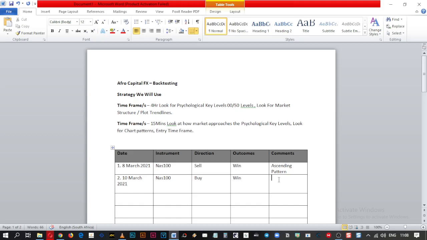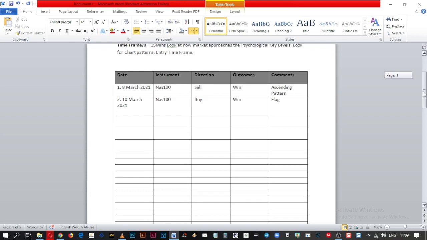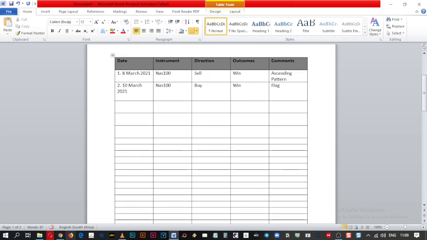Okay, the comments would be: it was a continuation pattern. The continuation pattern created a flag or a pennant. Not a flat, but a flag. Yes. Moving forward, on the 8th we took a win. On the 10th, we took a win.